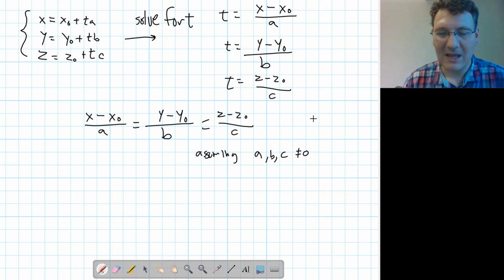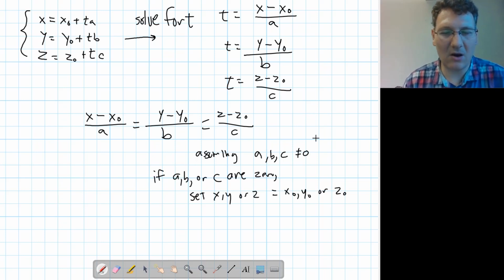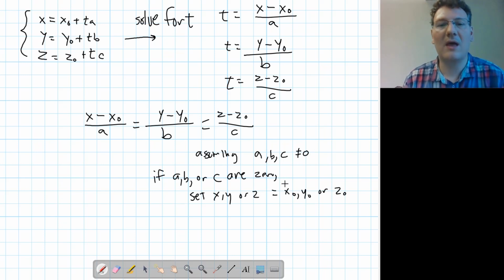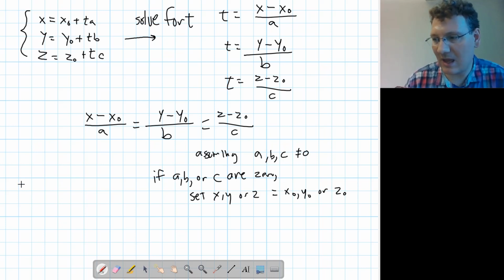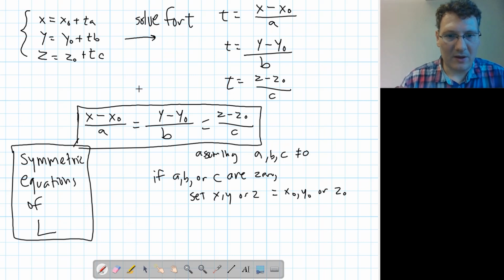c are non-zero. If a, b, or c is 0, we can just set the corresponding x, y, or z equal to x0, y0, or z0. But anyway, this is known as the symmetric equations of L. And there we go. So the symmetric equations of L, a concise way of describing a line in space.